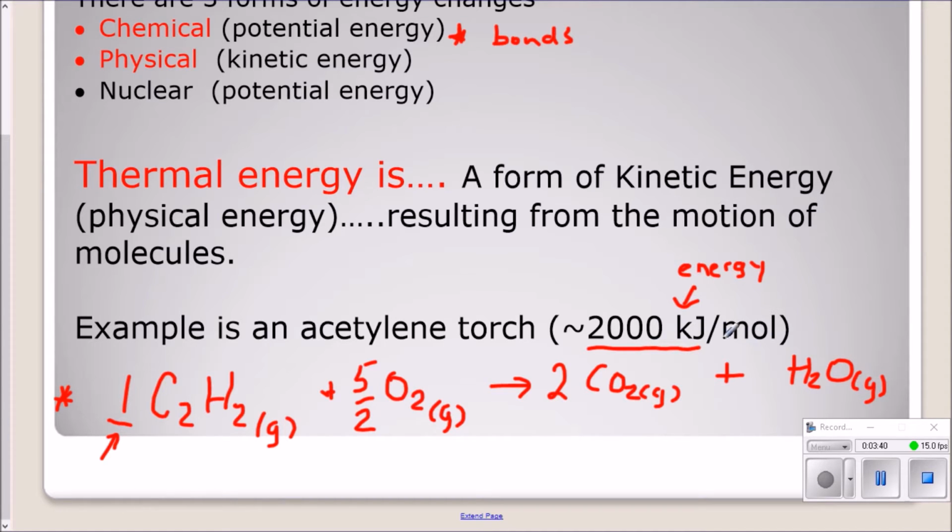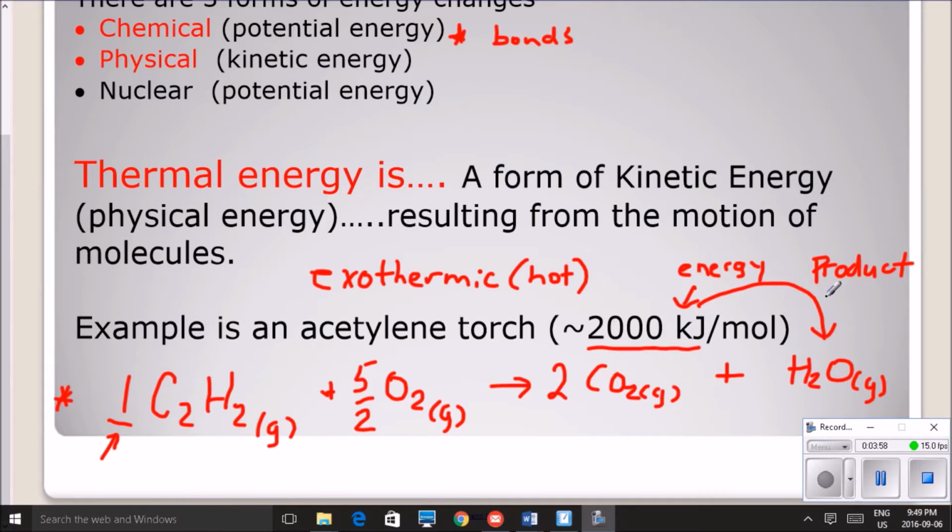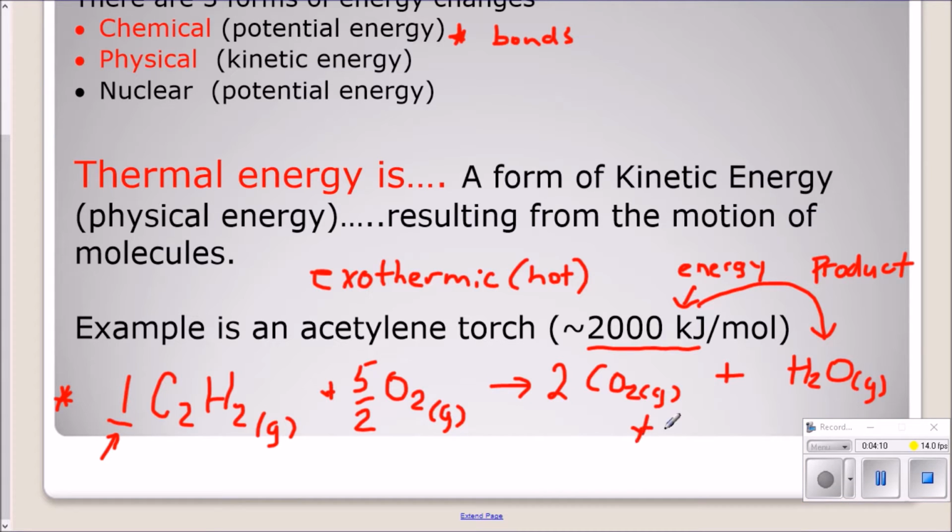Now to make a thermochemical equation, I have to put this heat term as either a reactant or a product. I remember that an acetylene torch is hot, so that means heat is exiting it, so I always make it a product. So we're going to plug this term in as a product. Recall that it says 2,000 kilojoules per 1 mole, and we have 1 mole of acetylene. So all we have to do is add it at the end as a product. This makes 2,000 kilojoules of energy. So now this term is inserted into our equation, and we have a thermochemical equation. More specifically, it's a balanced thermochemical equation because we balanced it.